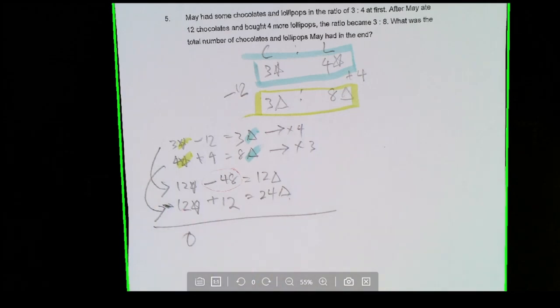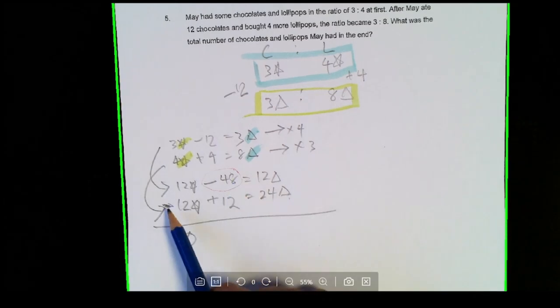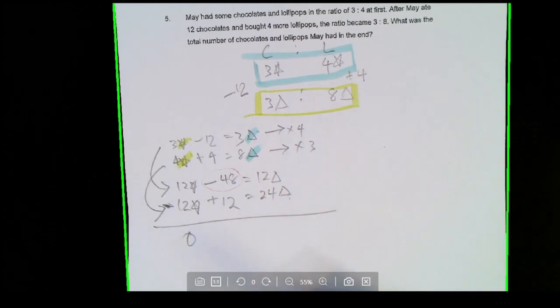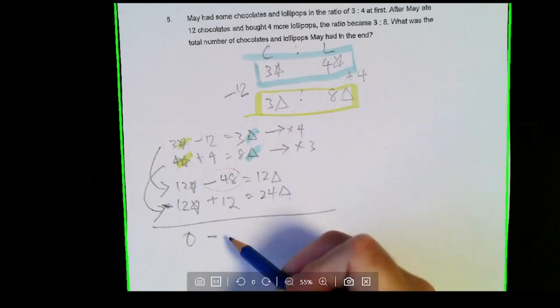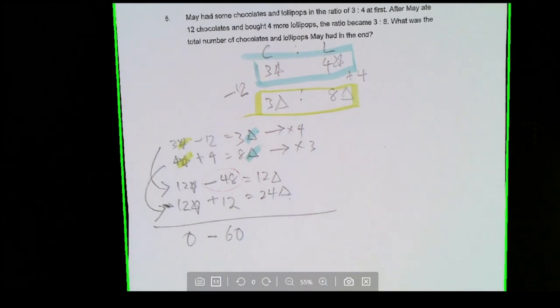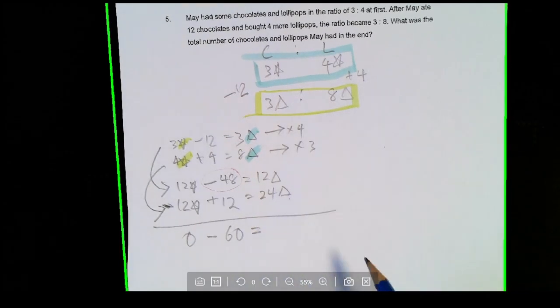So how much do you owe? Use your calculator if you have to. Total, you owe $60.